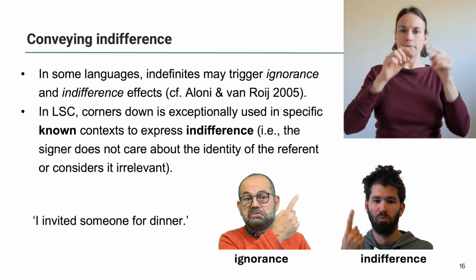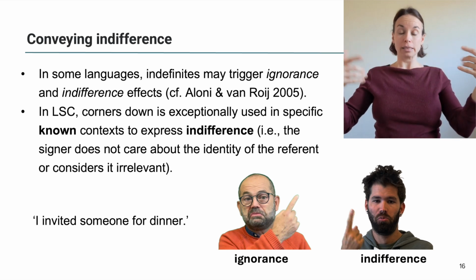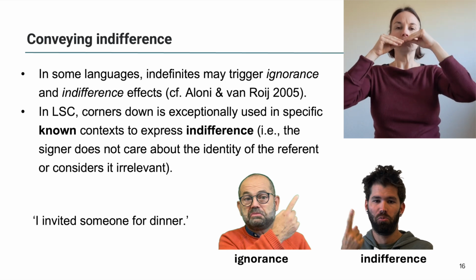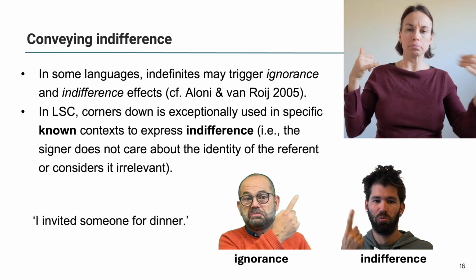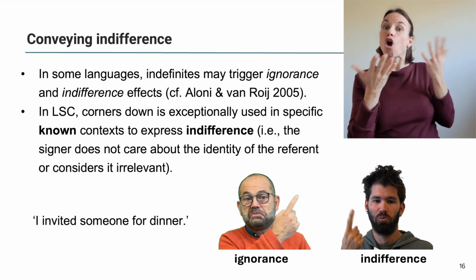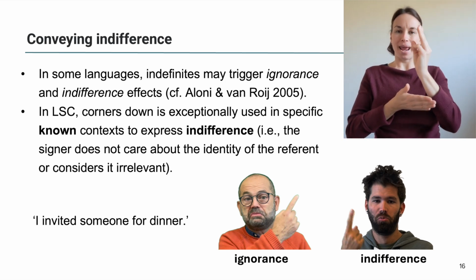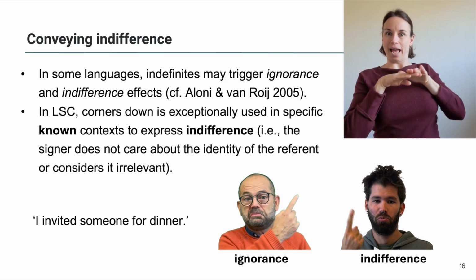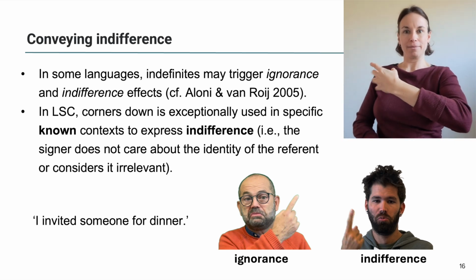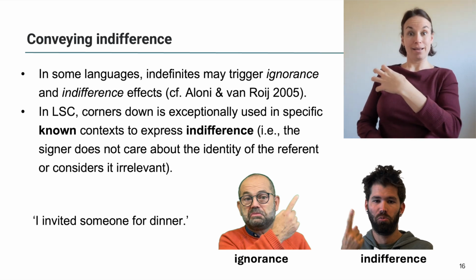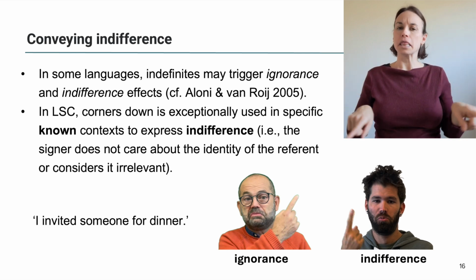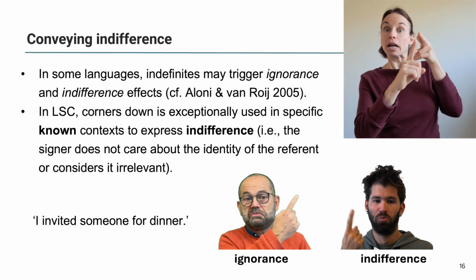For the sentence that means "I invited someone for dinner," in the first still, we observe the non-manual corners down to express that the signer does not know the identity of the referent, and this was produced in a context in which he invited someone through an app for dinner, but he didn't know the person yet. And in the second still, we have the same non-manual to encode that the signer does not consider it relevant to inform the addressee about the identity of the referent.